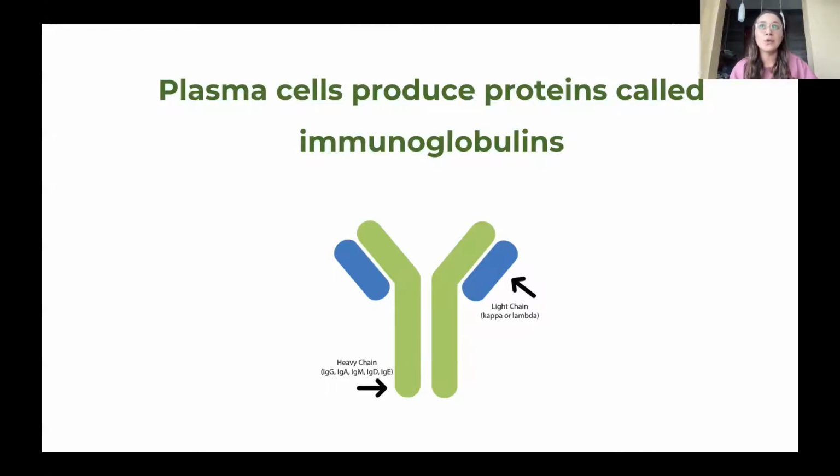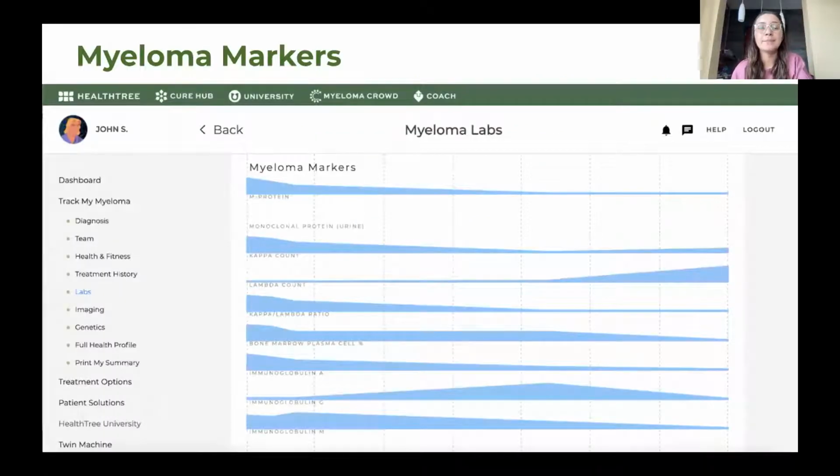And number two, you will be able to see whether these are going up. So they will be a measure of indirect disease activity. Okay, so in HealthTree, we have divided the labs in sections. First, we have the myeloma markers, and then we have the rest of them.